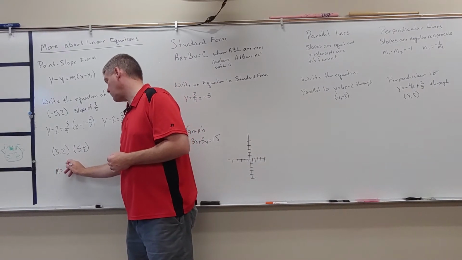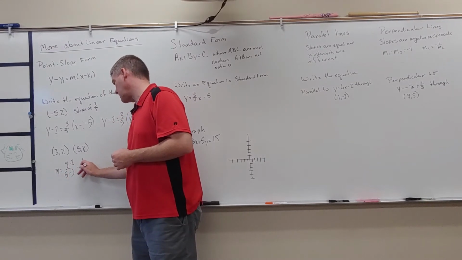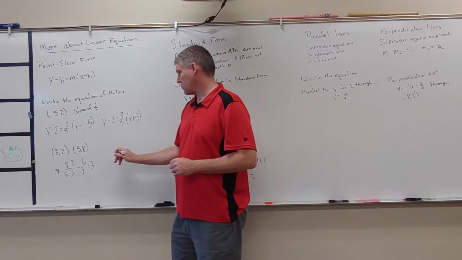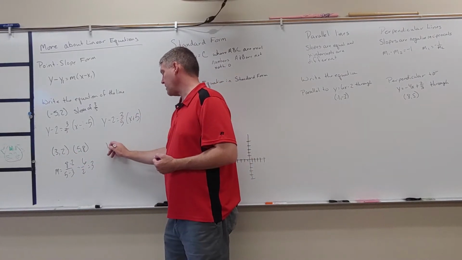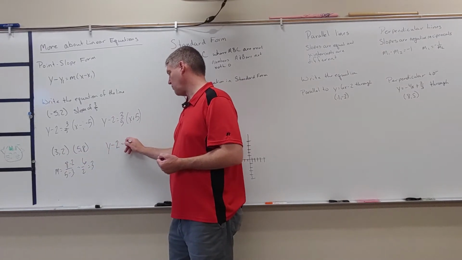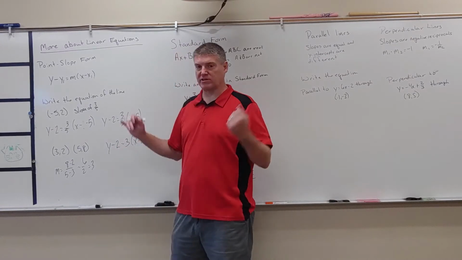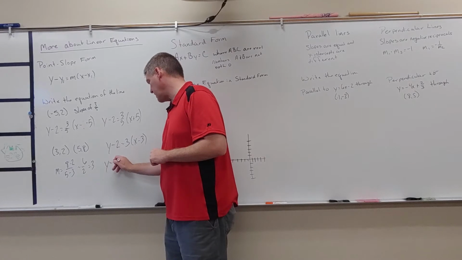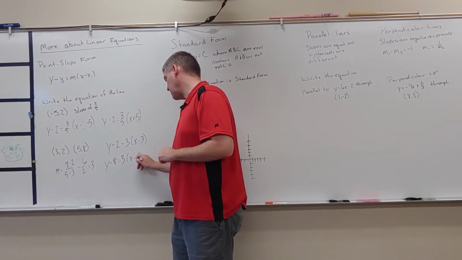So I'm going to go 8 minus 2 over 5 minus 3. I get 6 over 2, which is 3. Now, just pick one of the coordinates. I'm going to pick 3, 2. So y minus my y coordinate, which is 2, equals my slope 3 times x minus my x coordinate. There's my equation of the line. Pretty quick. I could use the other coordinate. Y minus 8 equals 3 times x minus 5.